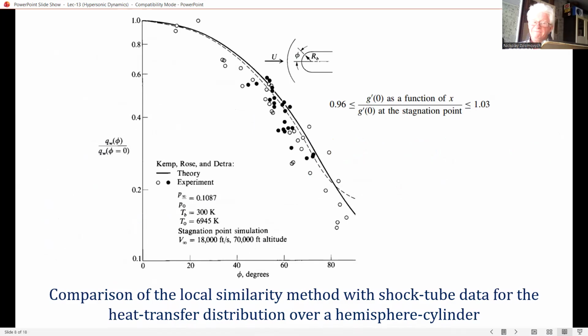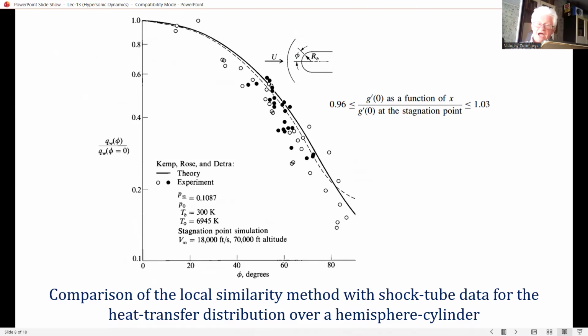the boundary layer over a hemisphere cylinder as sketched at the top of this figure here. This work treated chemical reaction, dissociating air, which is the purview of the first part of these lectures. However, these results are presented here to demonstrate the viability of the local similarity method.